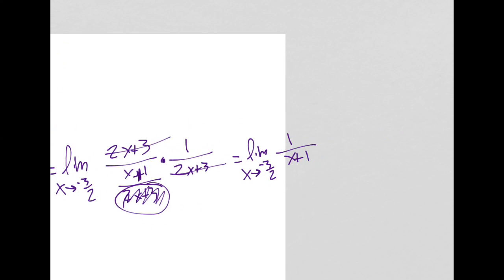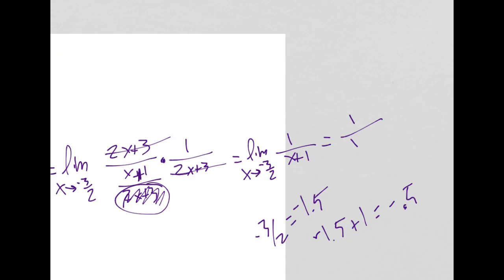And I can directly substitute in negative 3 halves. Well, negative 3 halves equals negative 1.5. And negative 1.5 plus 1 is negative 0.5. So I really have the fraction 1 over negative 1/2. But again, dividing by a number like negative 1/2 is the same as multiplying by the reciprocal of that number, which is negative 2. So my answer is negative 2.